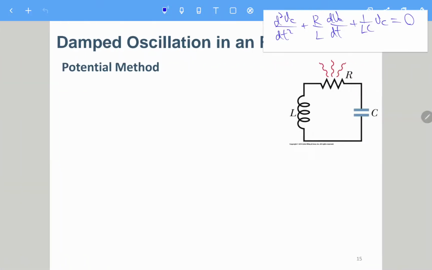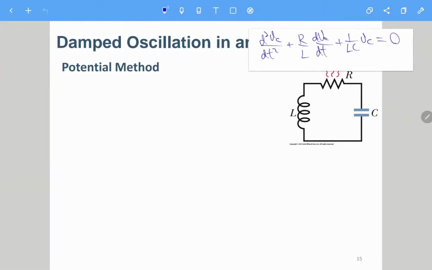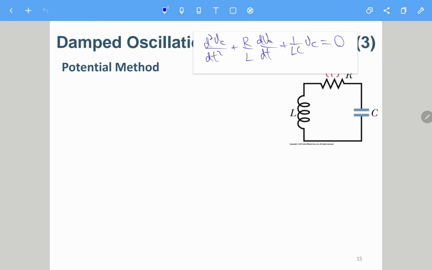Okay, let me just put it here, and then we can try to solve it. So this is a homogeneous second order constant coefficient ODE. So we can just change the second derivative into s squared, and then R over L, and the first derivative change it to s, and then plus 1 over LC equals 0.